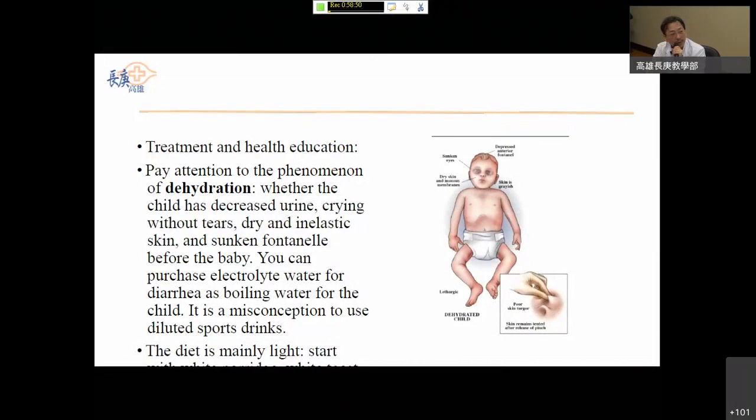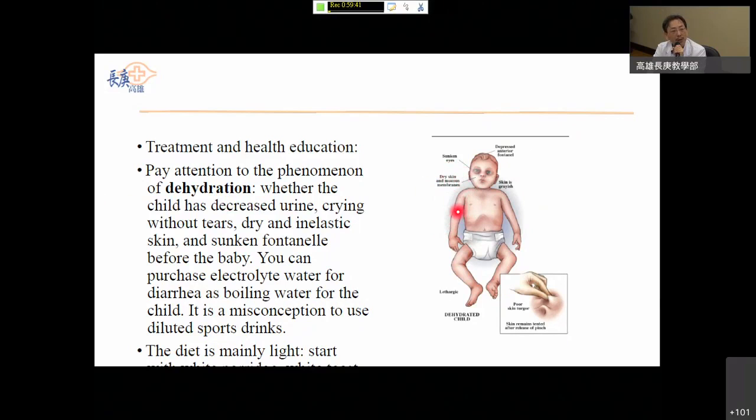Like if the child develops dehydration, okay? The child might have dehydration if they have a depressed anterior fontanelle. Everybody knows that a child has an anterior fontanelle kept wide open before 1 year or 1 and a half years of age. And if the fontanelle is depressed, you have to keep in mind there might be a possibility of dehydration. Secondly, there might be sunken eyes, okay?